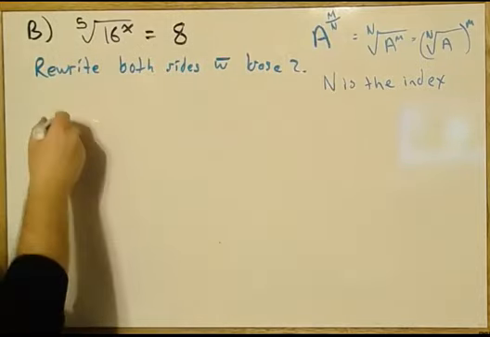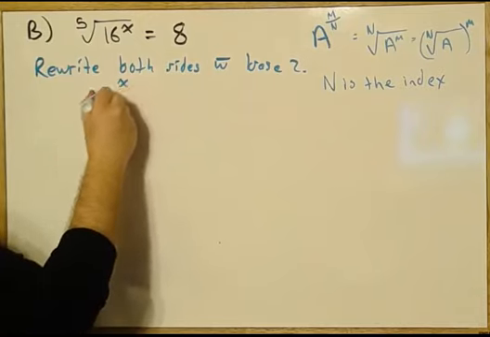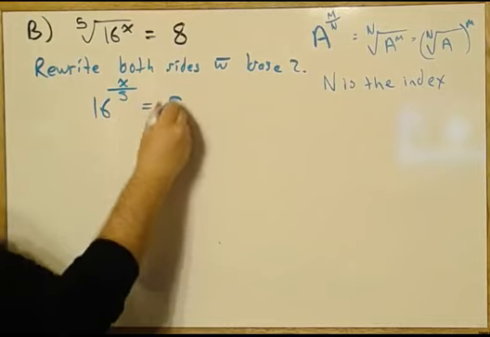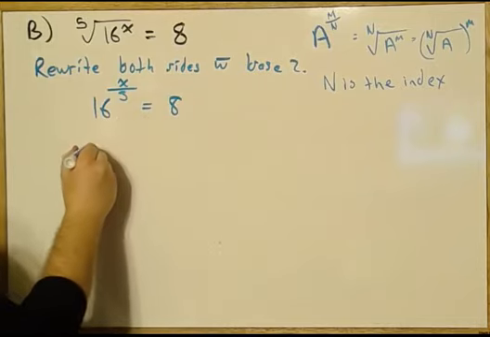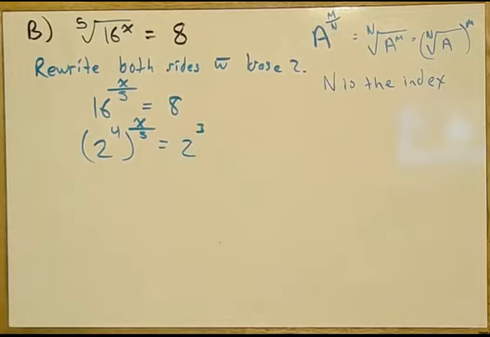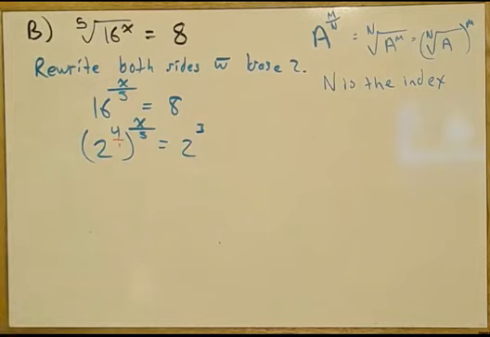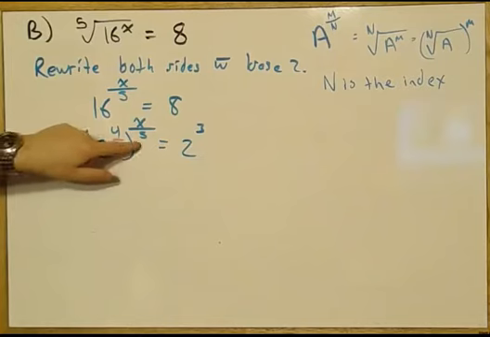But first we're going to put it into the form a to the power of m over n. So the fifth root of 16 to the power of x will become 16 to the power of x over 5 is equal to 8. 16 we just said was 2 to the power of 4, to the power of x over 5, is equal to 8, which is going to be 2 to the power of 3. And we'll combine these exponents now. So keep in mind that this is going to be 4 over top of 1. So you can just multiply the exponents directly. So 4 times x is 4x, 1 times 5 is 5.